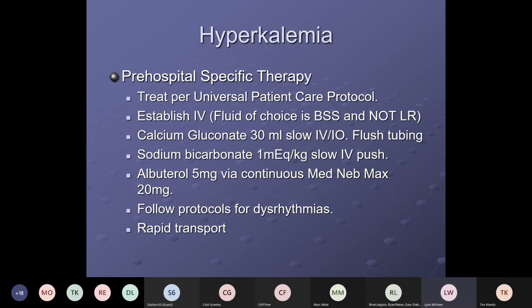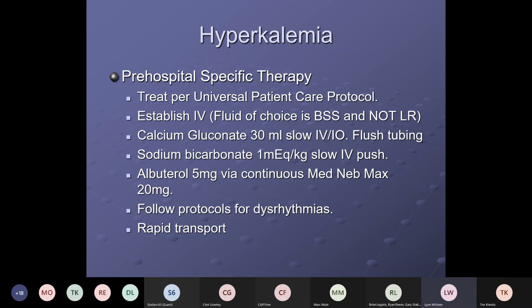Remember, we don't give calcium and bicarbonate together because you get calcium bicarbonate, which is rocks, and we don't like to have that precipitant inside the patient. So flush in between, give sodium bicarbonate to shift potassium into the cell, and give albuterol by a continuous med neb. And by continuous, I mean you can give up to 20 milligrams by the time you get to the hospital.